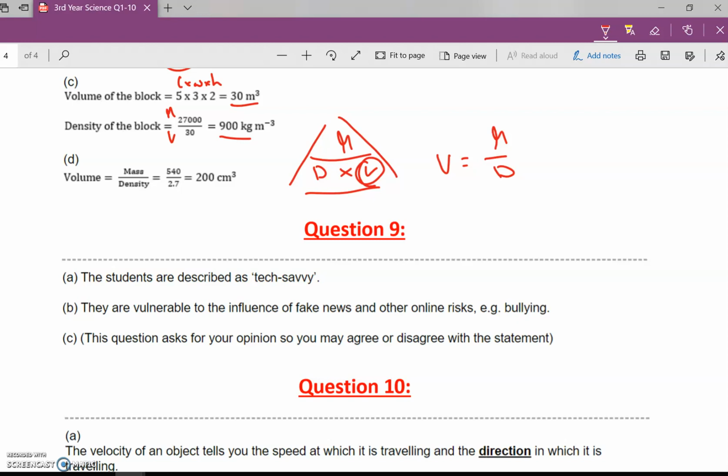Okay. Now within this, you're asked for an opinion. So an opinion means you may agree with the statement or you may disagree with the statement. It doesn't really matter what direction you go once you back it up with a supporting example that makes sense.